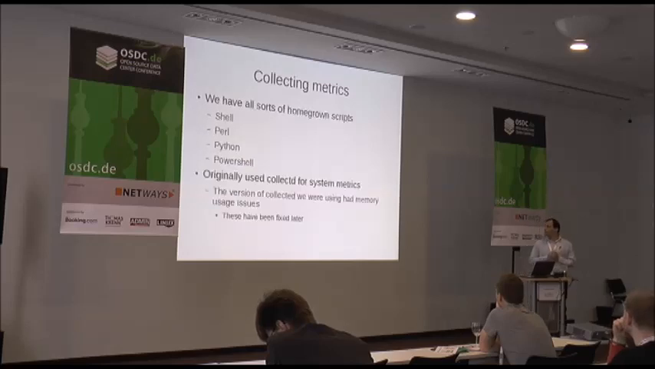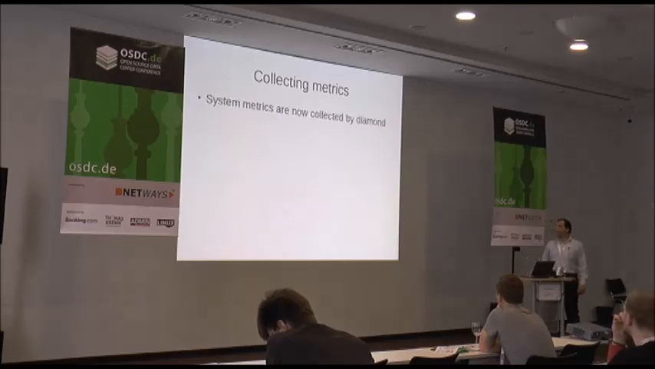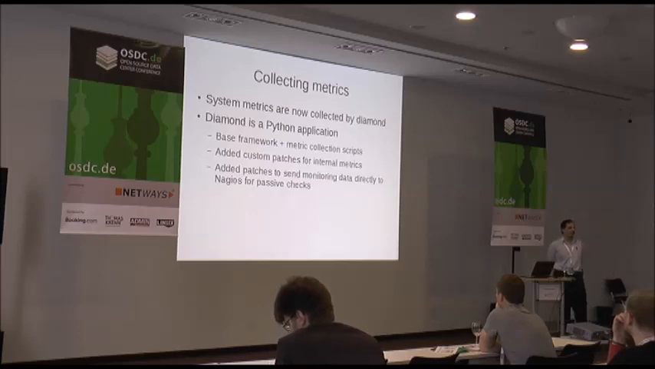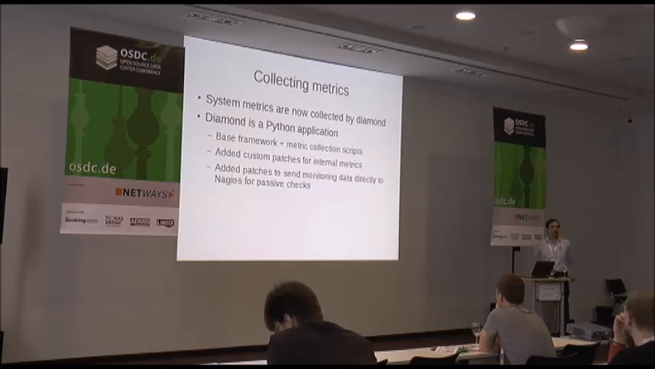Easy enough. We originally used CollectD for system metrics. Turns out that the version we were using at that point had a massive memory leak. And it was not fun trying to debug that. We switched to Diamond, which is a Python application. It offers you base framework plus collectors. Collectors are fairly easy to write. Get the data from somewhere, cast it to a float, and send. The truly important bit about that, remember to cast it to a float, otherwise it does not send data out.